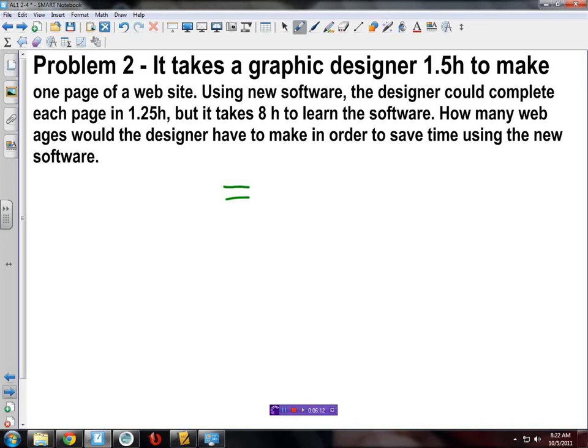How many web pages? So web pages from what? Which software? We're talking about two in here. So we have new software, and that should equal what? So if we put 1.25 over here, we're not going to talk about old software at all, are we? So we want to know, when is new software going to be equal to old software? Okay, I want to know when those are going to be equal.